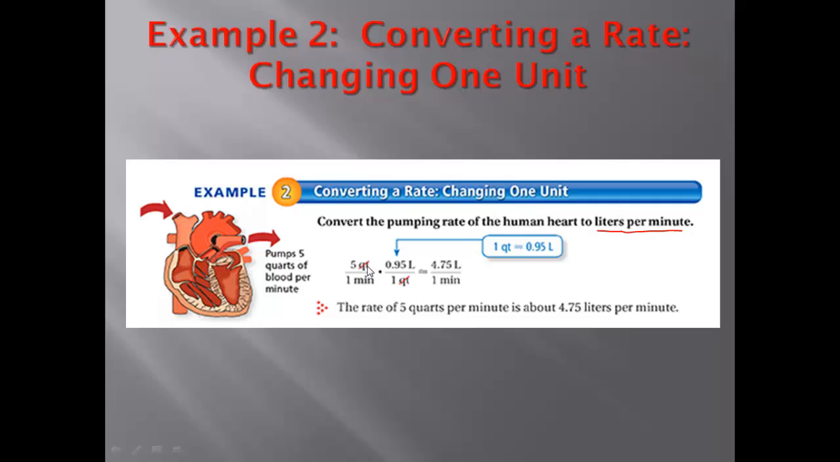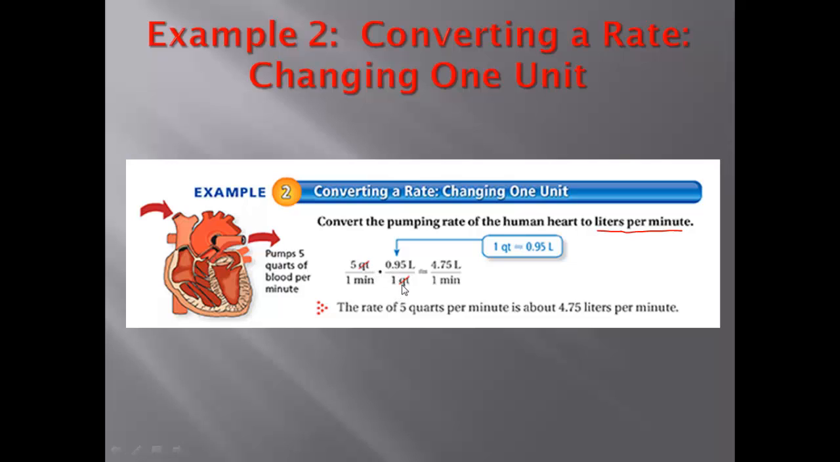So when we set our problem up, we have 5 quarts over 1 minute, and we're going to multiply by our conversion factor. 1 quart is approximately 0.95 liters. Quarts is on the top of the first one, so it needs to be on the bottom of the second one because we are multiplying. And then that would mean that liters would be on the top, so 0.95 liters over 1 quart.